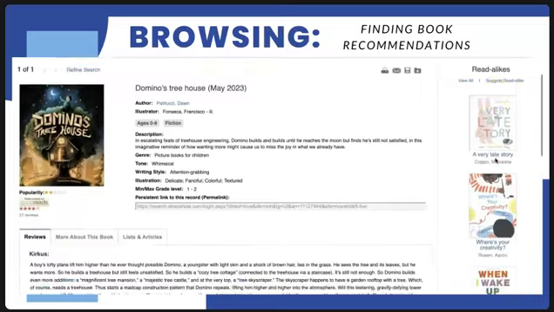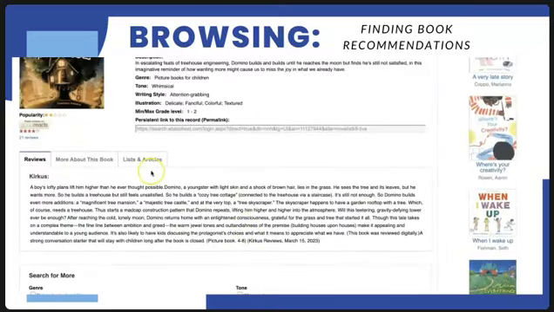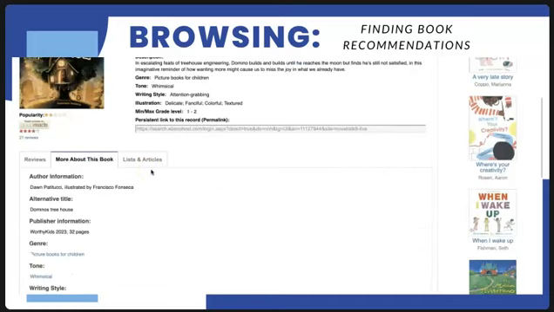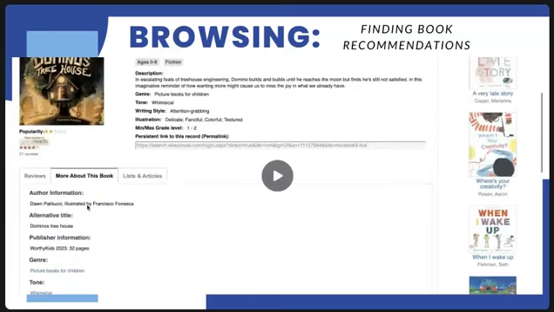Another way to browse and explore is by clicking More About This Book. There you will see the different categories associated with your result. This is a great place to discover some of the language that is used in relationship to this book and other books in the database.